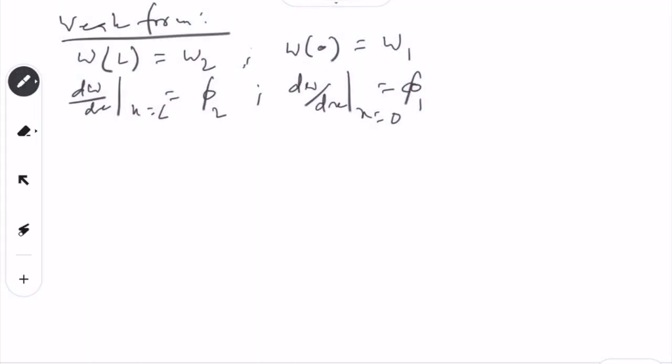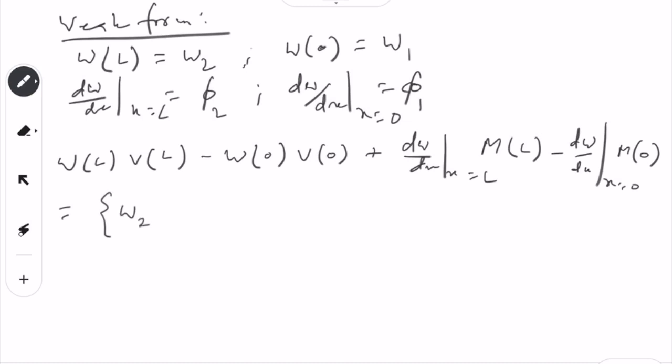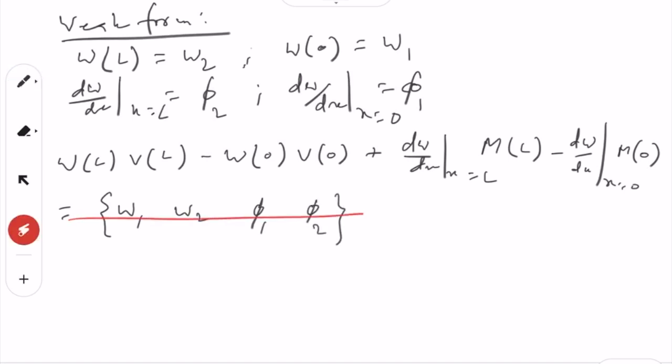So that means W L V L minus W 0 V 0 plus dw over dx at x equal to L, M at L, minus dw over dx at x equal to 0, M at x equal to 0, will be equal to, we will have W1, W2, phi 1 and phi 2. Okay, so this is multiplied by something here.